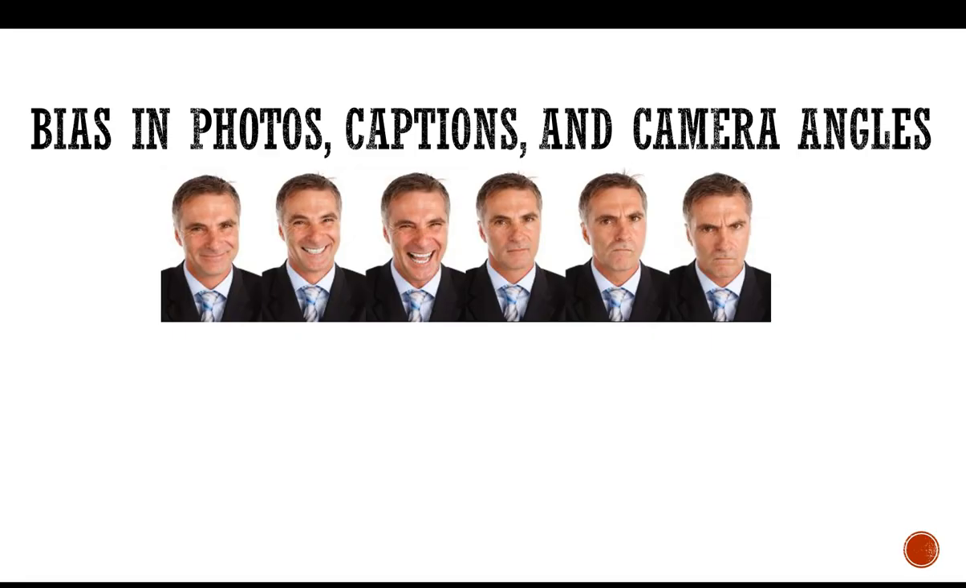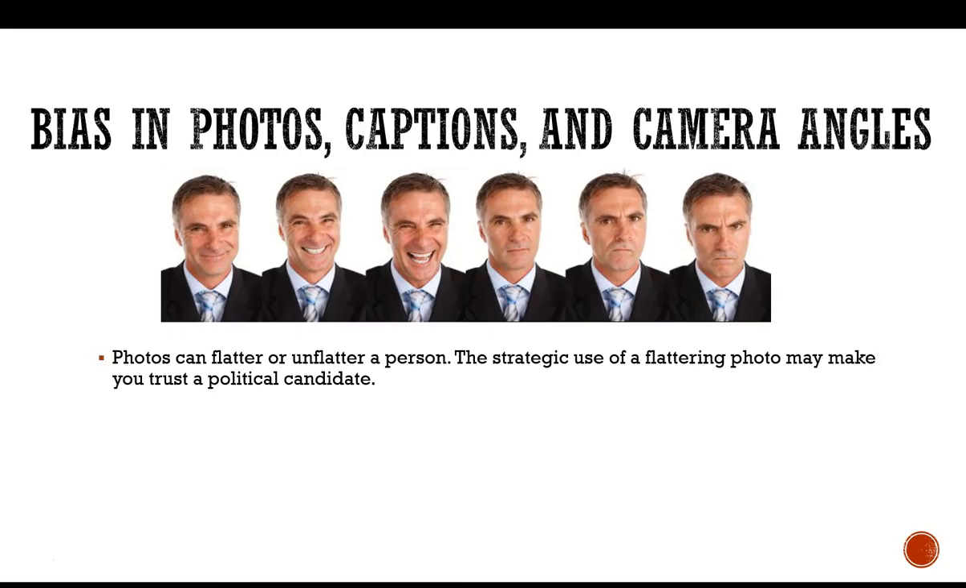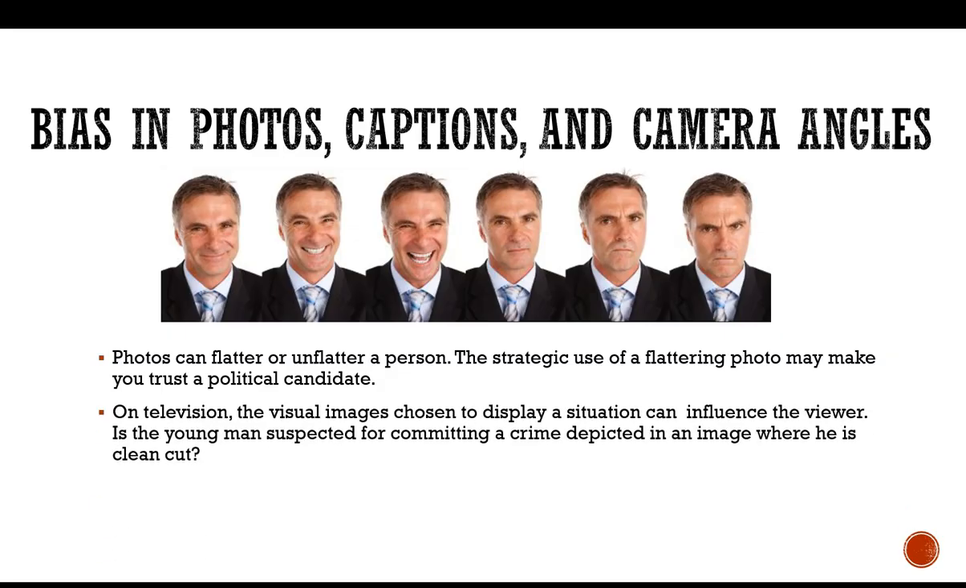Not only can the body text of an article be biased, but also the choice of photo, caption, or camera angle can tell the reader what the source wants you to think and feel about a person or event. Photos can flatter or unflatter a person. The strategic use of a flattering photo may make you trust a political candidate. On television, the visual images chosen to display a situation can influence the viewer.